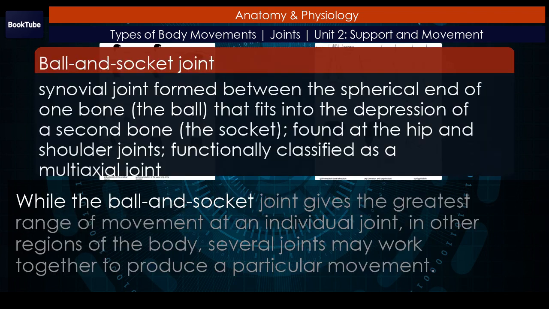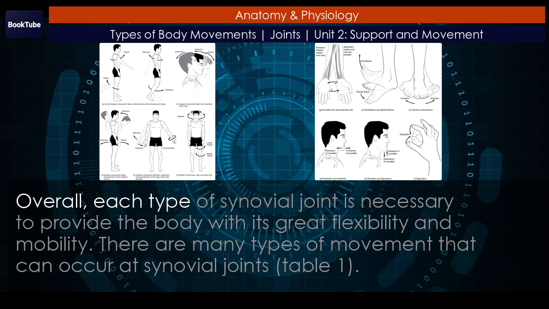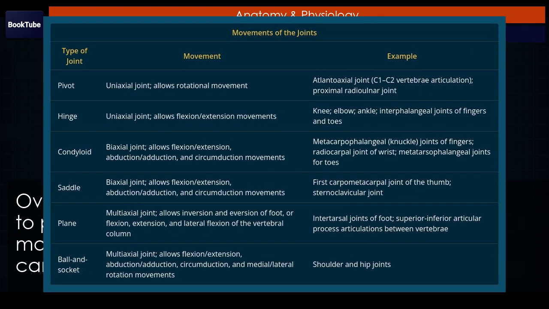While the ball and socket joint gives the greatest range of movement at an individual joint, in other regions of the body, several joints may work together to produce a particular movement. Overall, each type of synovial joint is necessary to provide the body with its great flexibility and mobility. There are many types of movement that can occur at synovial joints.